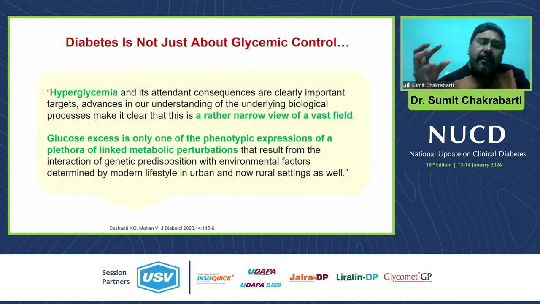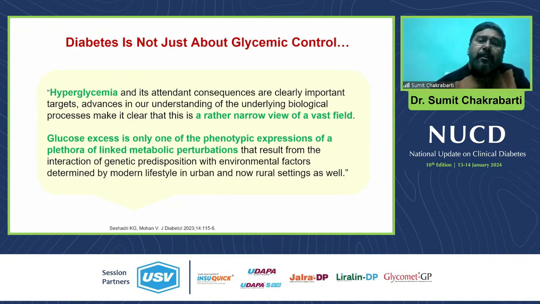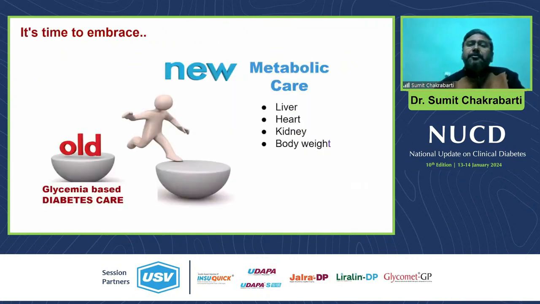If you look at this patient, as far as glucose is concerned, hyperglycemia is rather a narrow view of a vast field. Glucose excess is only one of the phenotypic expressions of a plethora of linked metabolic perturbations. So now we should switch from glycemic-based care to metabolic care that will address the liver, heart, kidney, as well as the body weight.